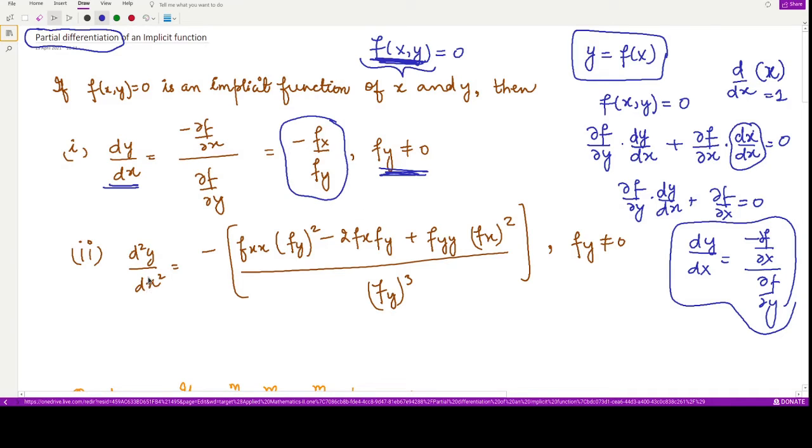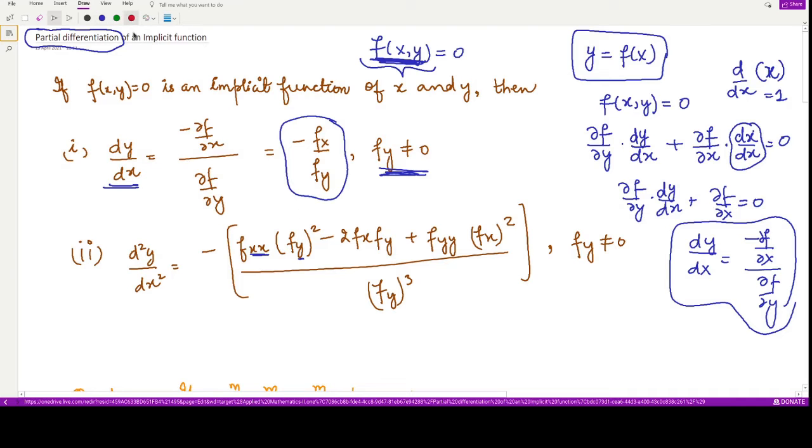And for the second order derivative, the formula becomes, after calculation, it simplifies to this expression: minus of the double derivative of f with respect to x and then the single derivative of f with respect to y, its square, minus 2 fx fy plus fyy fx whole square, divided by fy whole cube. So you must remember this formula in order to solve certain questions.